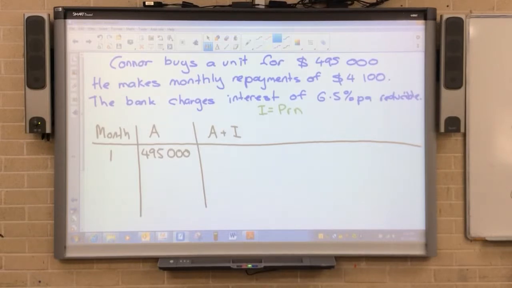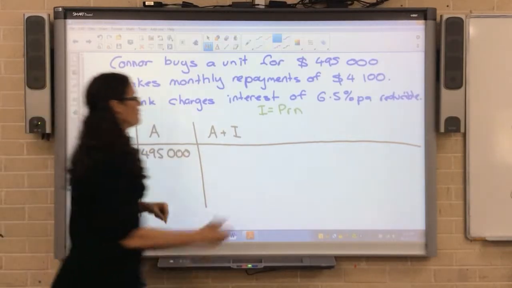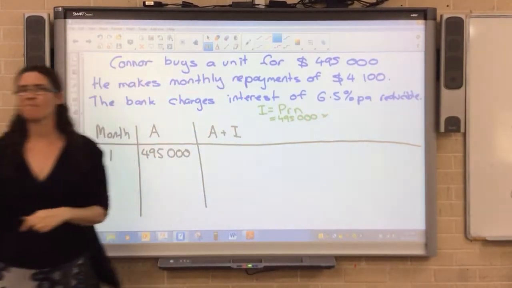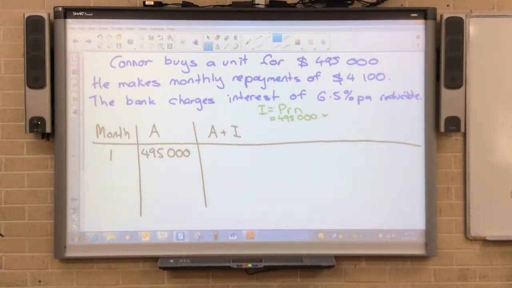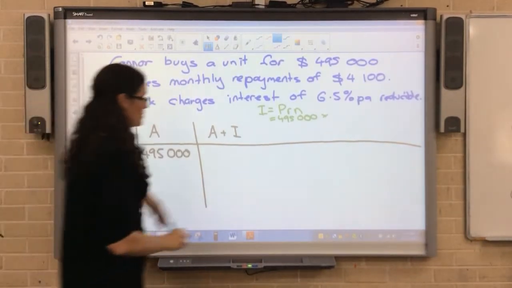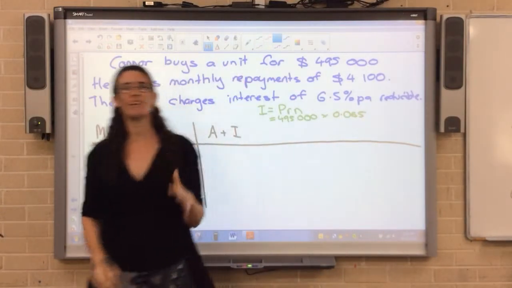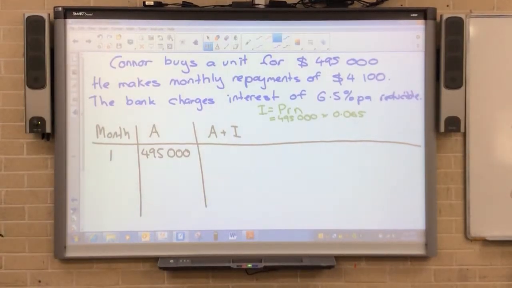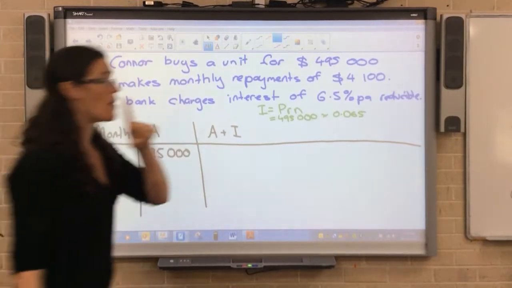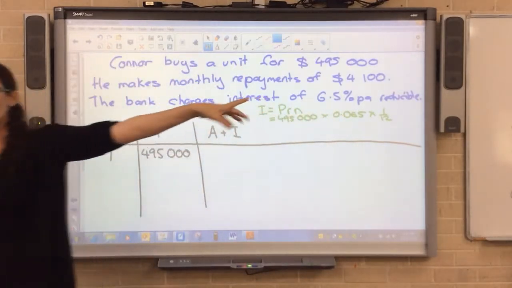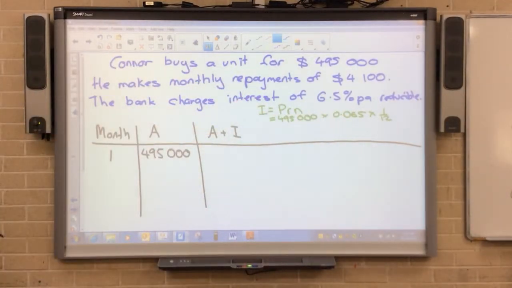Now, what is P? $495,000. What's R for this question? 6.5%, which I'm going to write as 0.065. I know some of you put 6.5%, others do 6.5 on 100, that's fine. What's N? 1 on 12, because it's 1 month. 1/12 of a year. This is per annum. Now, if the interest rate was given to me monthly, what would I put in as my N?